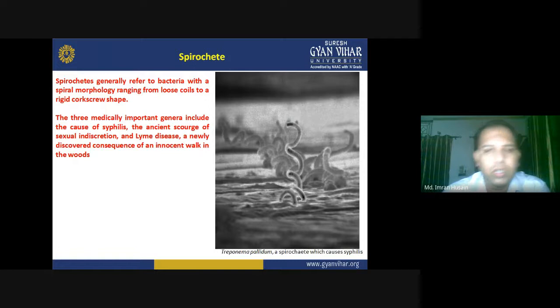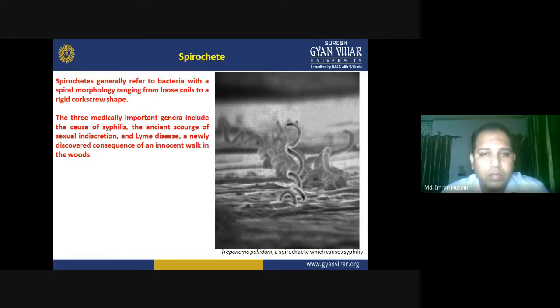So as you know, the spirochete is a very different type of microorganism or bacteria, right? Spirochetes generally refer to bacteria with a spiral morphology ranging from loose coils to a rigid corkscrew shape. The meaning of spirochete is also the shape of a corkscrew, and its shape is very different from other types of bacteria, and it is very easily identified because of its shape.